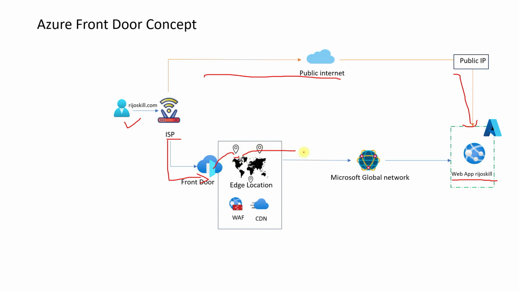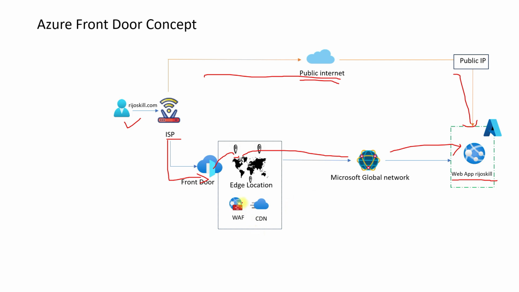Then the traffic is passed to the Microsoft Global Network, not the public internet. It is transferred through the Microsoft Global Network, then reaches the web application. So what happens? This type of traffic is processed very easily with low latency, and the response time is very high.